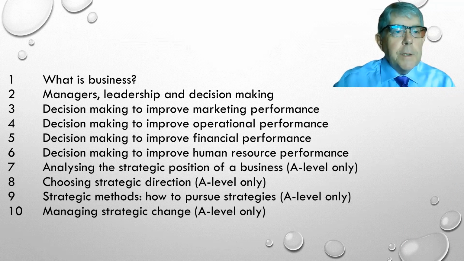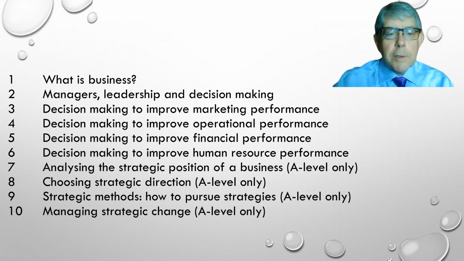Unit 1, what is business? 2, managers, leadership and decision making. 3, decision making to improve marketing performance. 4, decision making to improve operational performance. 5, decision making to improve financial performance. 6, decision making to improve human resource performance. So they are the AS units, and then from 7 to 10 we have analysing the strategic position of a business, choosing strategic direction, strategic methods, how to pursue strategies, and then finally number 10, managing strategic change.